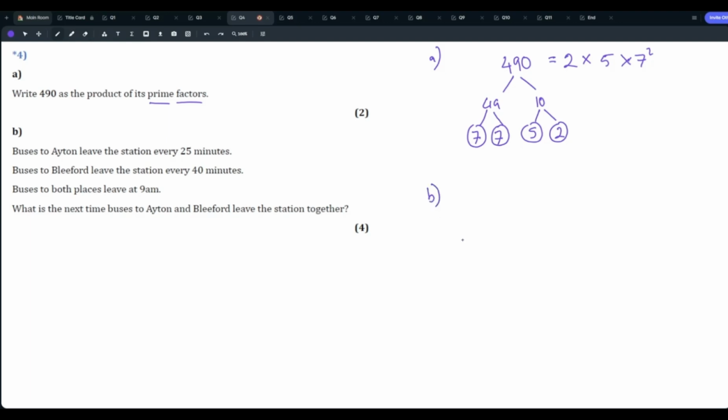Part B. Buses to Ayton leave the station every 25 minutes. Buses to Bleaford leave the station every 40 minutes. Buses to both places leave at 9 AM. What is the next time buses to Ayton and Bleaford leave the station together?